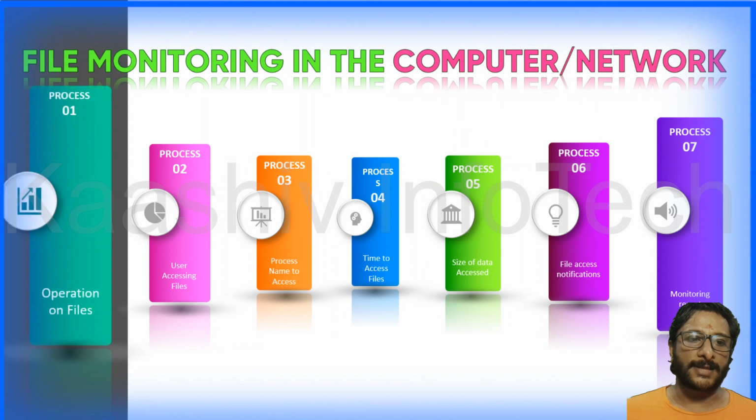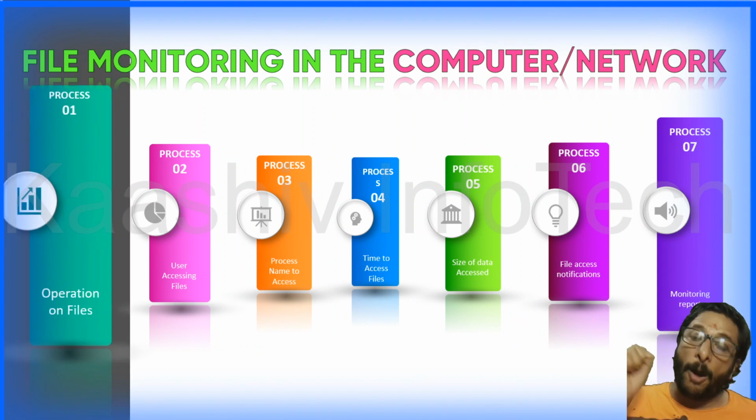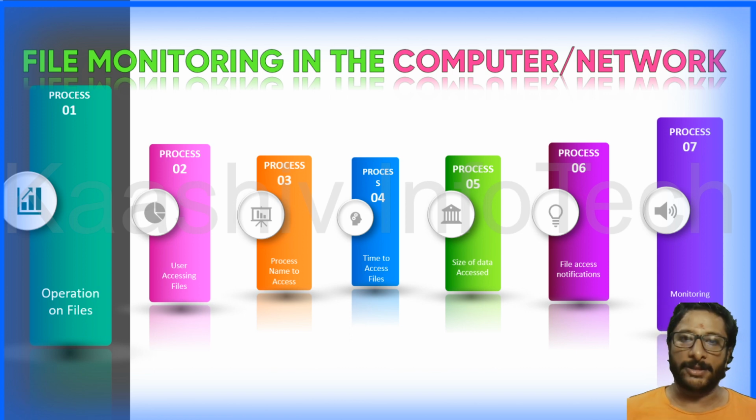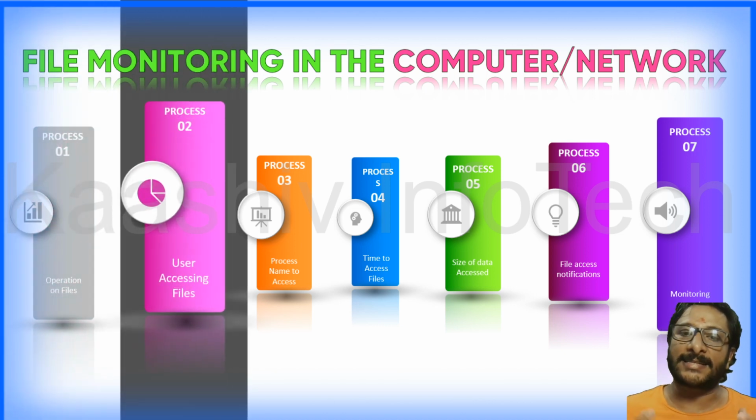The first step is that hacking is done by operating on the files: changing the files, renaming the files, deleting the files, changing the content of the files. That's how people will do it. The second one is a user accessing files. Who can access the files? "Sir, I don't have authorization to access the files, but I will access it." So without authorization, people will try to see or access the files.